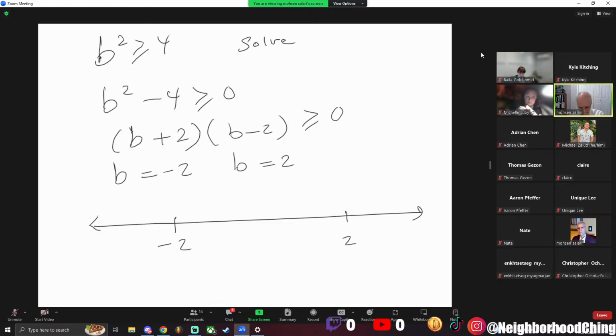So to the left of -2, let's say -3 gives me a true statement. So it's going to be true in here. Between -2 and 2, natural choice is 0. Is 0 greater than or equal to 4? No. So false. No answers in there. But how about to the right of 2? Let's say 10. 10 squared is 100. 100 is greater than or equal to 4, so true.